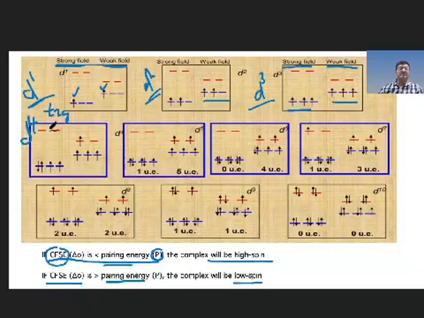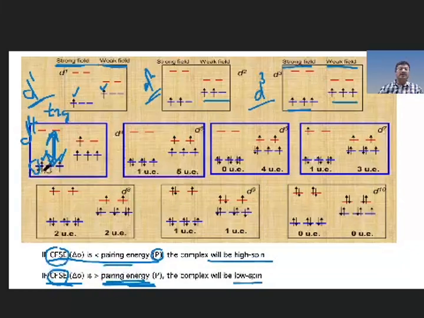let us first take the strong field. In the strong field, the delta value is more. Generally, the CFSE is more compared to the pairing energy. So in the case of these four electrons, the first electron goes to t2g, the second electron goes to another t2g, and the third electron goes to t2g. And when you come to the fourth electron, due to the larger delta value, that means the CFSE, the crystal field stabilization energy, is more and the pairing energy is less.